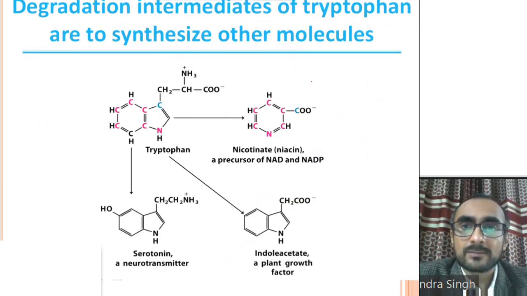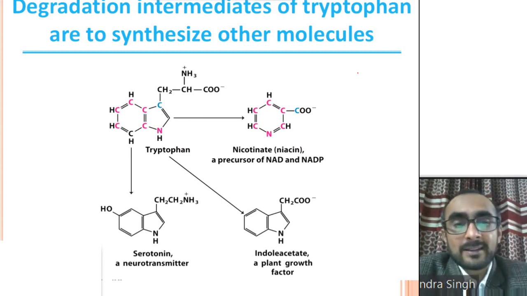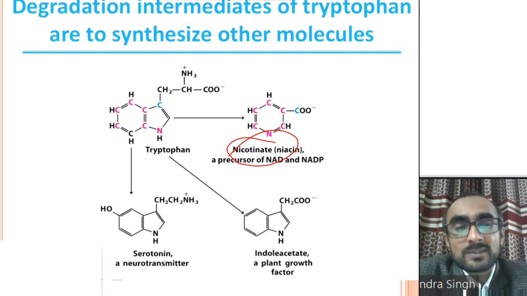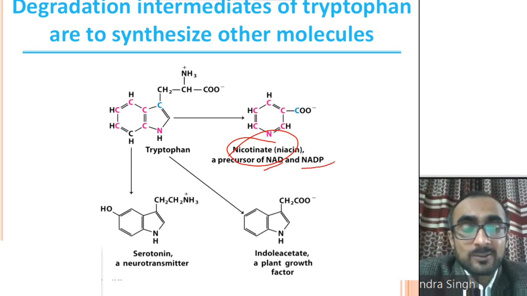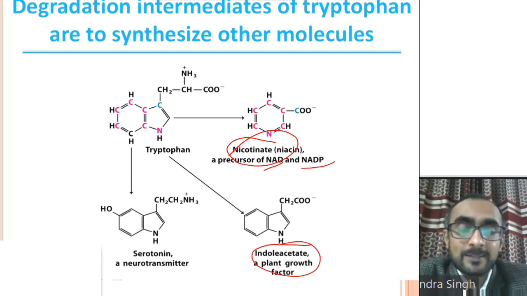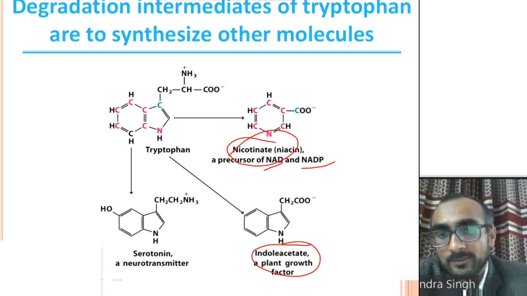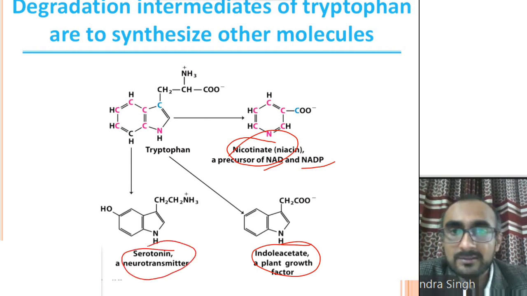In fact, the intermediates of tryptophan oxidation are also used. They are used for synthetic reactions also, like indole ring of tryptophan gives rise to synthesis of nicotinate, niacin, which is used for synthesis of NAD+ and NADP+ cofactors. Similarly, indole is also converted into indole acetic acid in plants, which works as a plant growth hormone, and tryptophan is also converted into serotonin, a neurotransmitter.